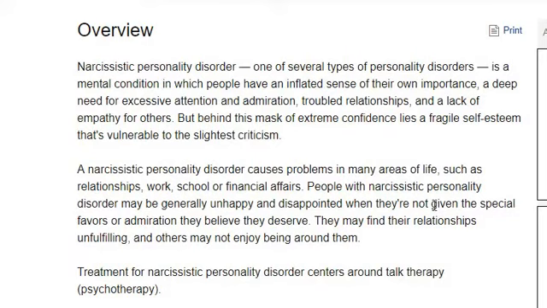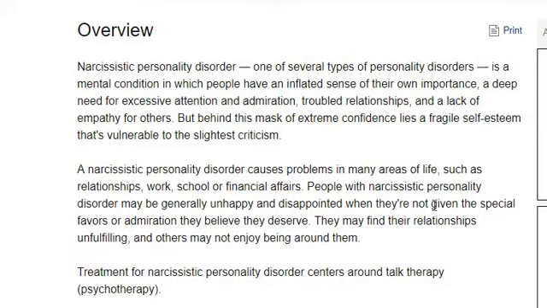So, as it says here, it's a personality disorder. It's one of the group called Cluster Bs. People who have this disorder have an inflated sense of their own importance, a deep need for excessive attention and admiration. They have troubled relationships and a lack of empathy for others. But behind this mask of extreme confidence lies a fragile self-esteem that's vulnerable to the slightest criticism. And that's where they become abusive, and so they can dish it out, but they can't take it.